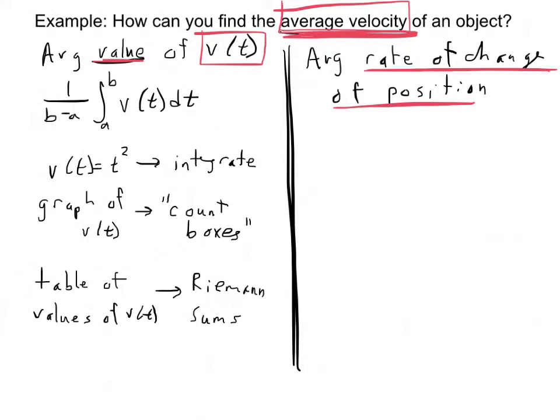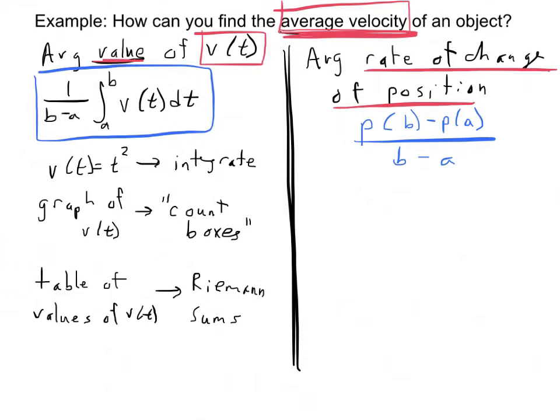And how would you do that? Well, the average rate of change of position would be P(b) minus P(a) over b minus a. So there are two ways to do this problem. You could either do it this way, or you could do it this way. A lot of people ask, which one do I pick? Here's the reality: you're not going to get to pick. If the problem gives you velocity, then do it this way. If the problem gives you position, then you have no choice. You have to do it this way.